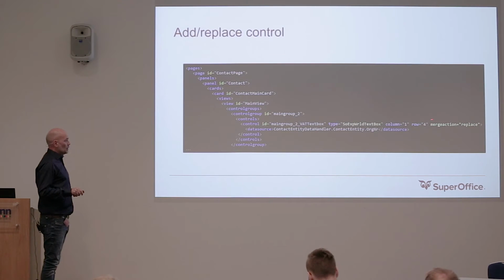So here you see the merge action attribute. So on this node, you want it to replace the main group to that text box with this content here. So this will replace the control with this ID, with this.